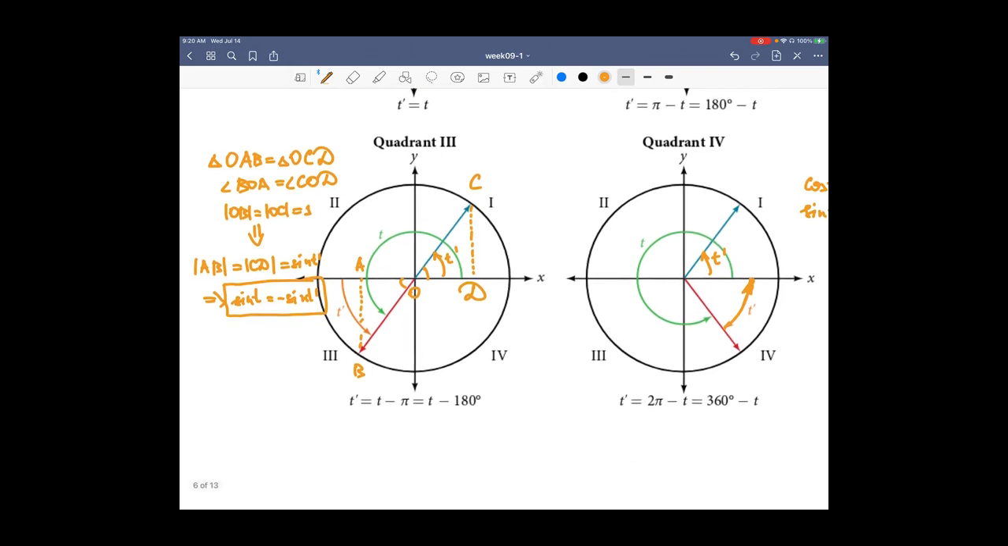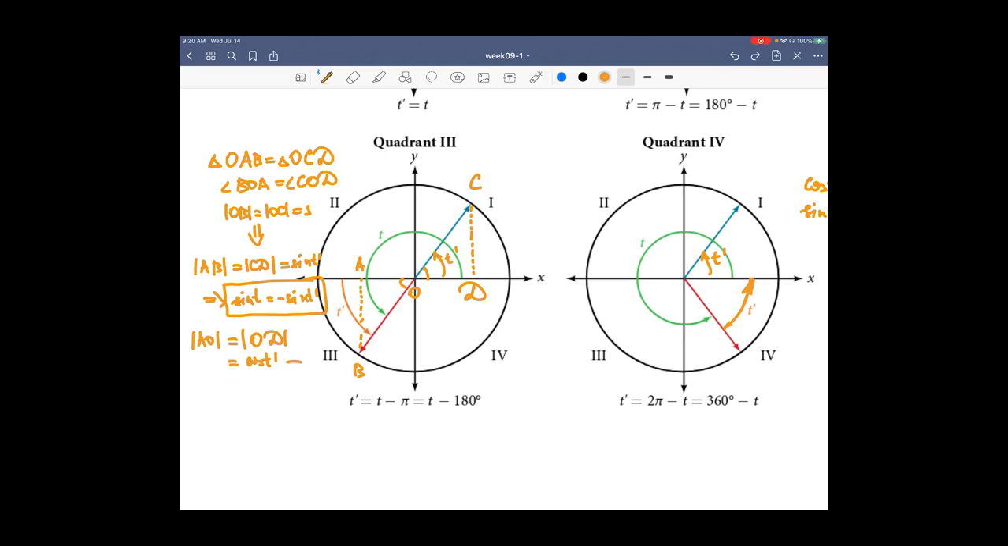And likewise, distance OD equals distance AO by equality of triangles. But distance OD is the x-coordinate of this point C, and on the other hand, the x-coordinate of this point C is cosine t prime.